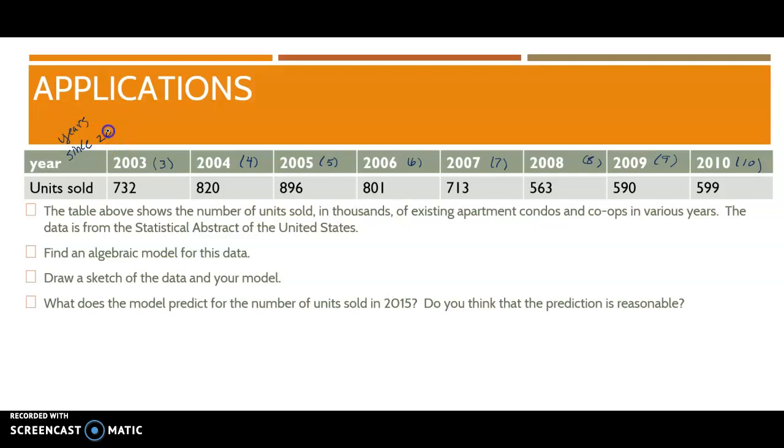since 2000. All right, so the table shows the number of units sold in thousands of existing apartments, condos, and co-ops in various years. The data is from the Statistical Abstract of the United States. The first thing that we're asked to do is to find an algebraic model for this data. So I'm going to go to my calculator with the data and just look at what the data looks like.